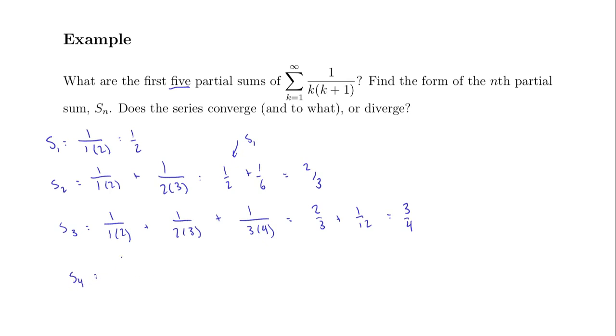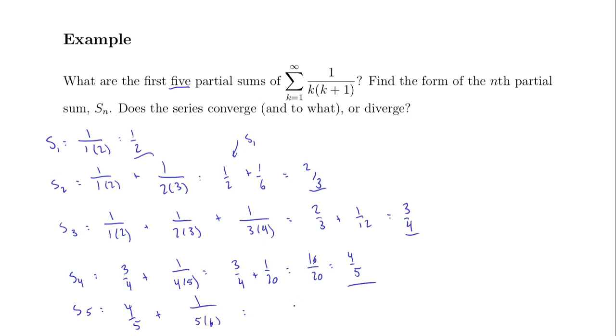S sub 4 then is like the first 3 terms plus the 4th term, but I'll just say it's 3/4 plus the 4th term, 1 over 4 times 5, or 1 over 20. Sorry. There we go. And that's going to be 15 over 20 plus 1 over 20. That's 16 over 20, which is 4/5. And maybe we'll start to be able to notice a pattern in the sequence of partial sums. I got to do one more. This is 4/5 plus 1 over 5 times 6. 4/5 plus a 30th is going to be 5/6.